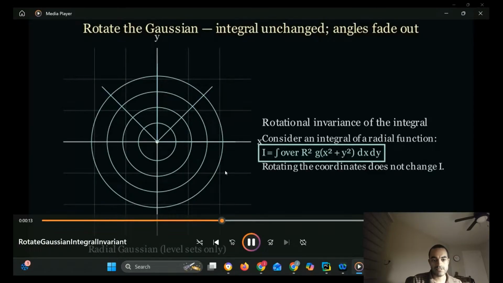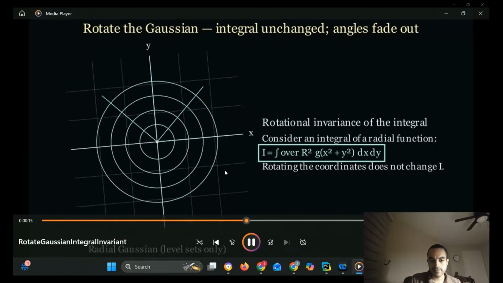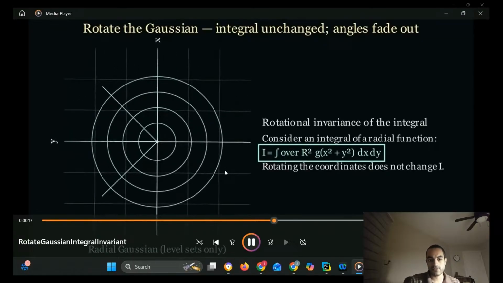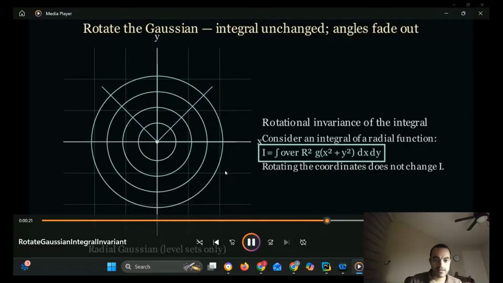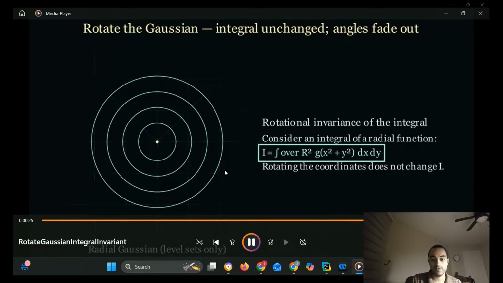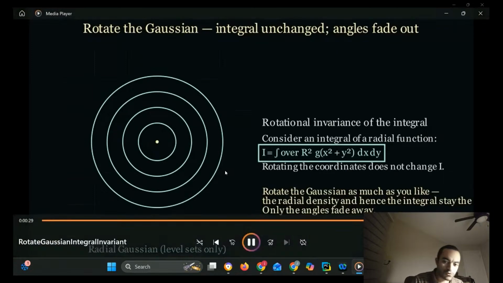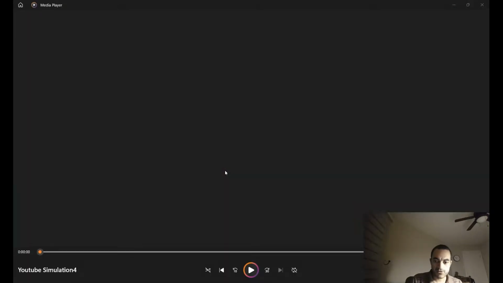And again, as you can see here, I've highlighted my integral. That integral remains constant or invariant, you can say. It's synonymous, because it doesn't matter how much I'm rotating my coordinate axis, the integral will not change. That's why it's an invariant. It's a rotational invariant. And rotating this Gaussian doesn't matter. The Gaussian will stay exactly the same. This Gaussian integral will stay the same because it's invariant.